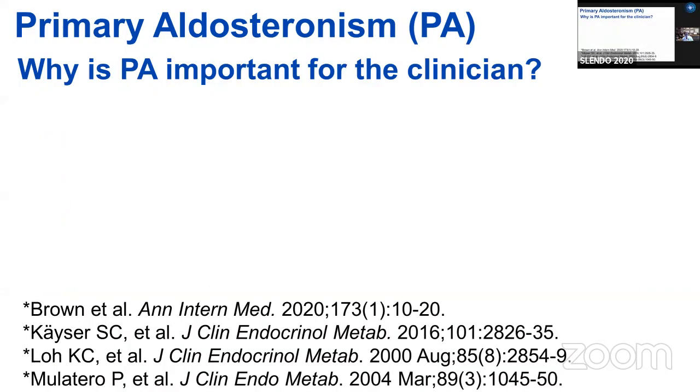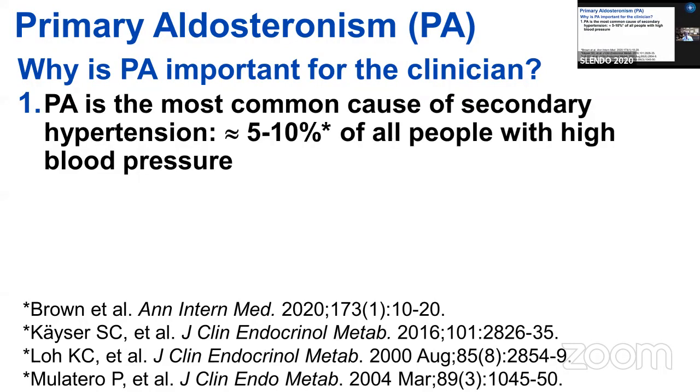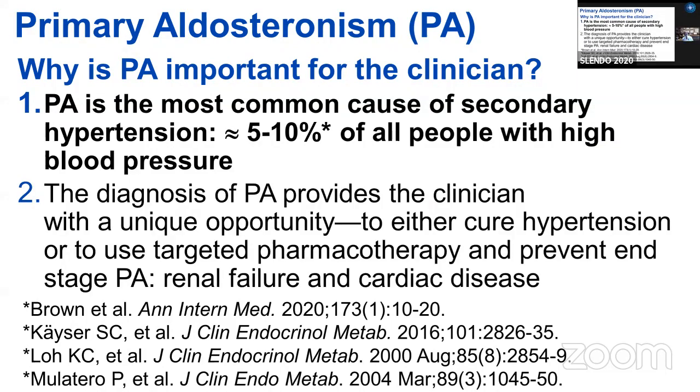So why is primary aldo important for the clinician? Two main reasons. First, it's the most common cause of secondary hypertension. 5 to 10% of all people with high blood pressure have this disorder. It's incredibly common. And this diagnosis provides you, the clinician, with a unique opportunity in medicine, and that is to either cure high blood pressure or provide targeted pharmacotherapy to prevent end-stage primary aldo, which is renal failure and cardiac disease.